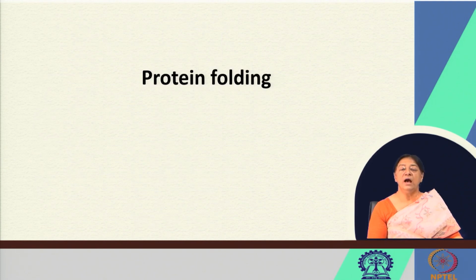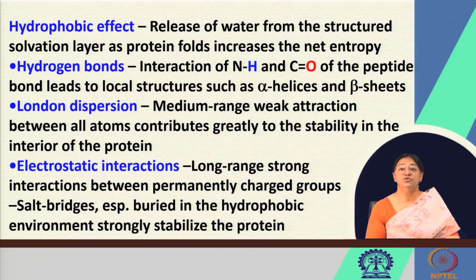So in our protein folding understanding, we looked at the hydrophobic effect, that is the release of the water from the structured solvation layer as the protein folds, which increases the net entropy. The hydrogen bonds, that are the interaction of the NH and the C double bond O of the peptide bond, leading to specific local structures such as alpha helices and beta sheets.